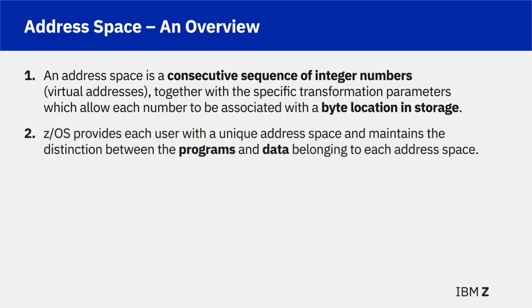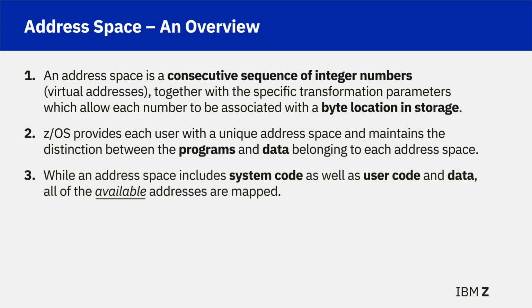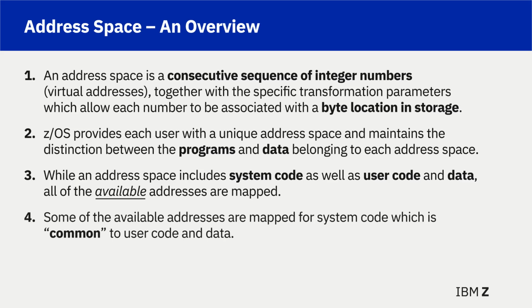z/OS provides each user with a unique address space and maintains the distinction between the programs and the data belonging to each address space. While an address space includes system code as well as user code and data, all the available addresses are mapped. Some of the available addresses are mapped for system code, which is common to all user code and data.